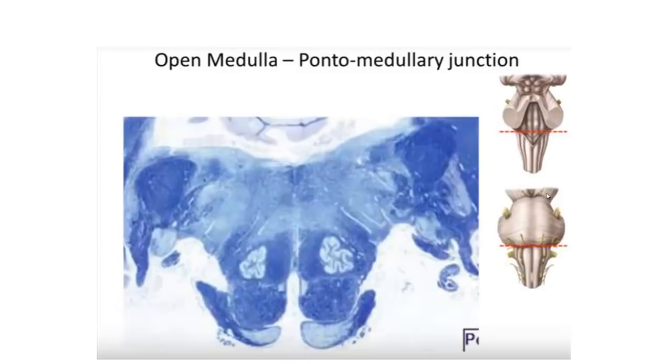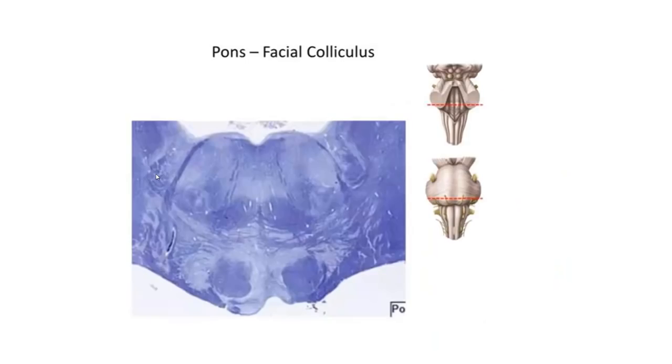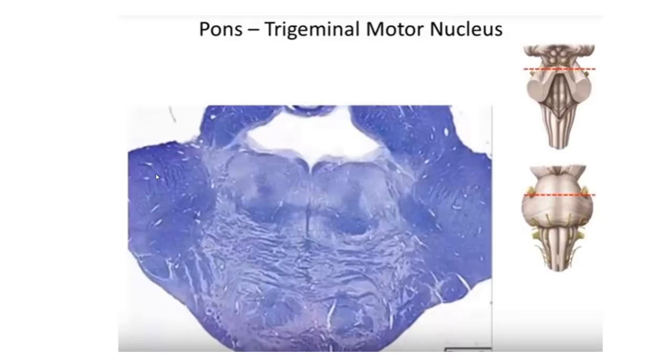At the pontomedullary junction in the open medulla, we can clearly see these prominent structures on the outside. These are going to be our inferior cerebellar peduncles. At the level of the facial colliculus, we can see our middle cerebellar peduncles, illustrated here. At the level of the trigeminal motor nucleus and the pons, we can see two prominent structures here. This first structure, outlined in orange, is going to be our middle cerebellar peduncle. Posterior is going to be our superior cerebellar peduncle.